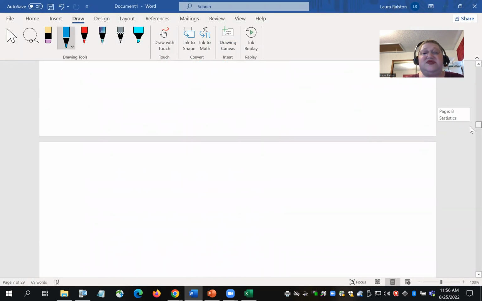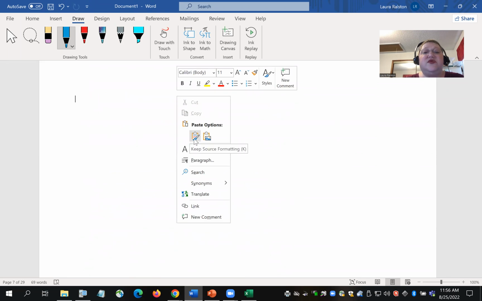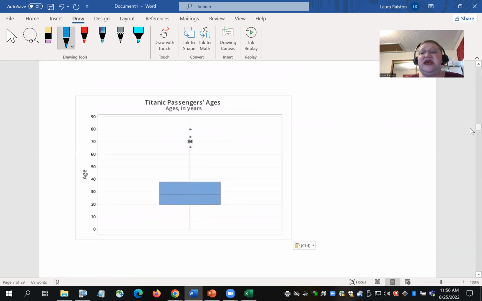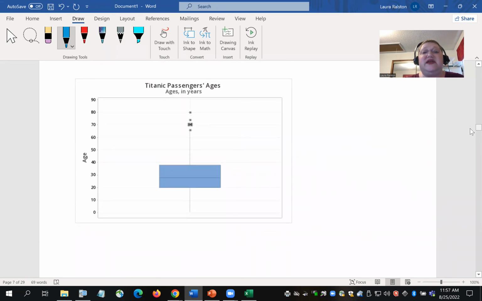Now, one of the differences between the one I drew by hand and the one that you'll see here is MINITAB draws it on a vertical. See, they have the scale, the age, 0, 10, 20, 30, 40. They go up to 90. We had to go to 80 because that was the maximum. This comes out. That's probably your minimum. This first line is Q1. The middle line is the median. This line is Q3.